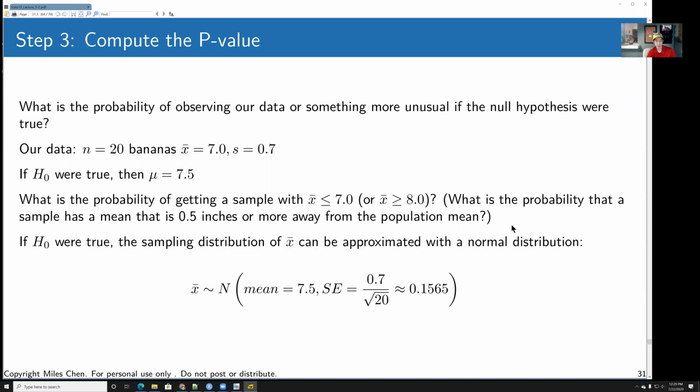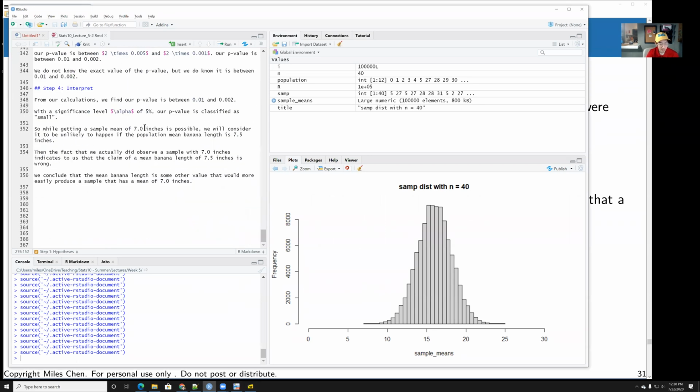Okay? Well, from the central limit theorem, we can say X bar comes from a normal distribution with a mean of 7.5, the population mean, okay? You plug in the value from the null hypothesis, not your sample, but the value from your null hypothesis. And then, and again, we are, oh, you know what? Sorry, this is a typo.